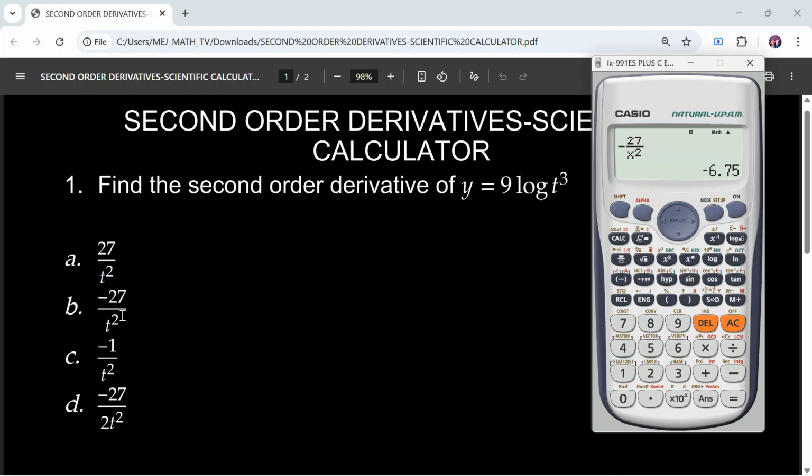So guys, this is how to find the second order derivatives of functions using the scientific calculator.